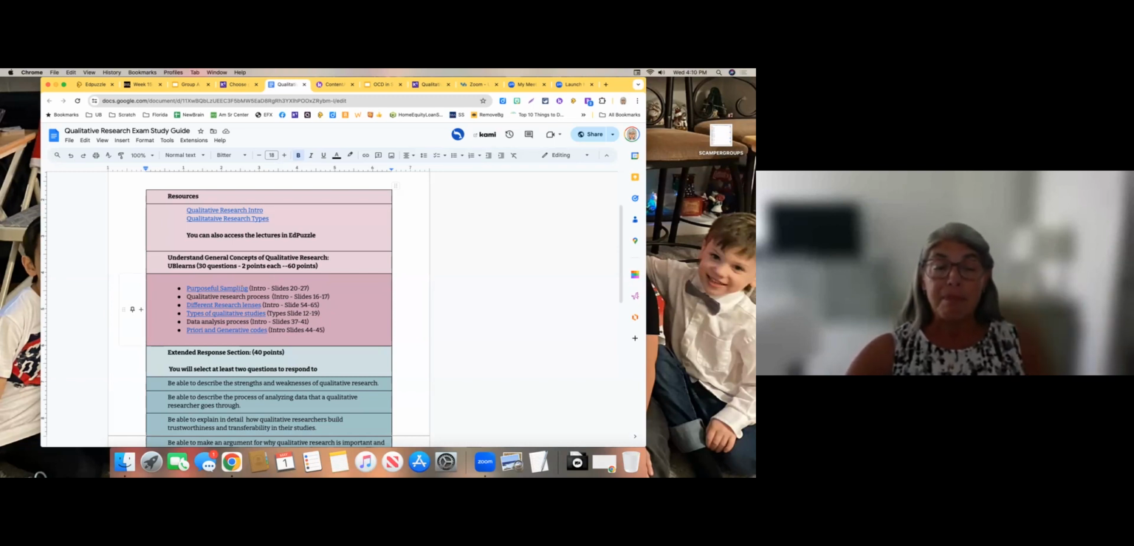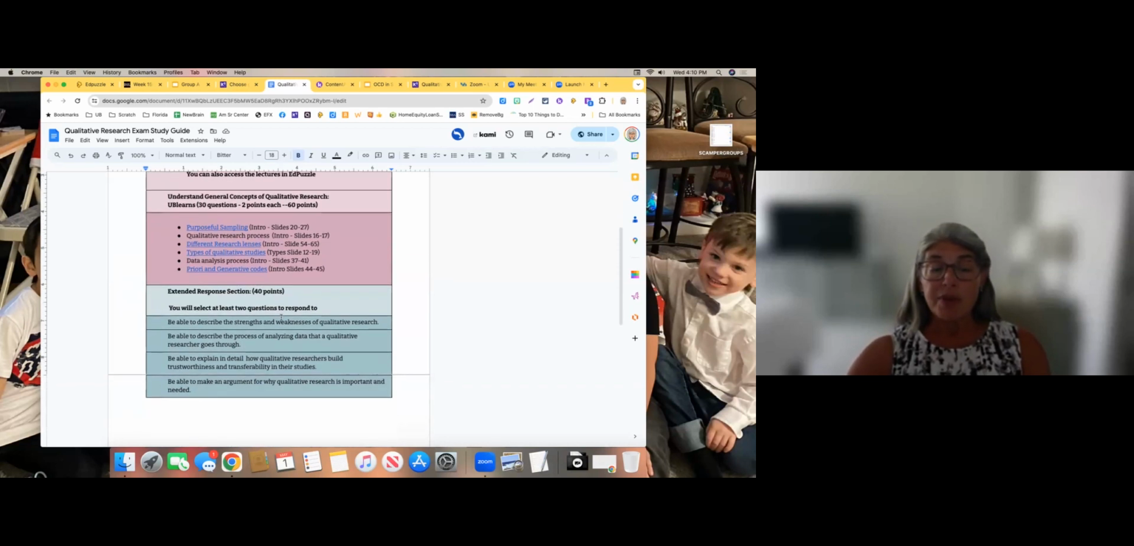Make sure you know what purposeful sampling is. Make sure you know the research process, the steps. Make sure you know the different research lenses. And here's the slides: the types of qualitative studies, the data analysis process, and the difference between a priori and generative codes. So that tells you exactly what to study and gives you content that you can look at. Here are the two presentations that you can look at, but these are specific slides within those two presentations. So for study purposes, this will help you.